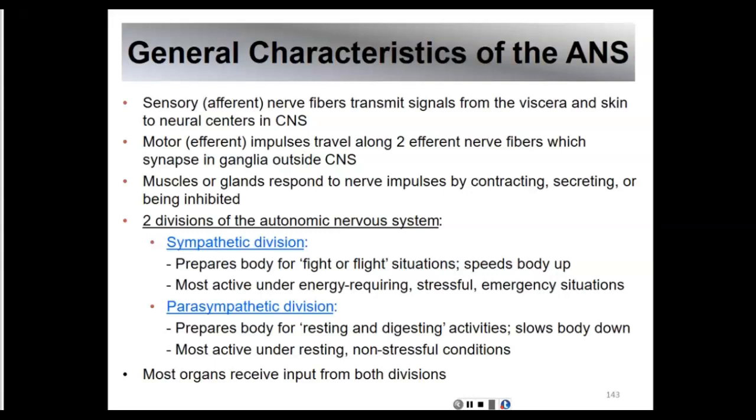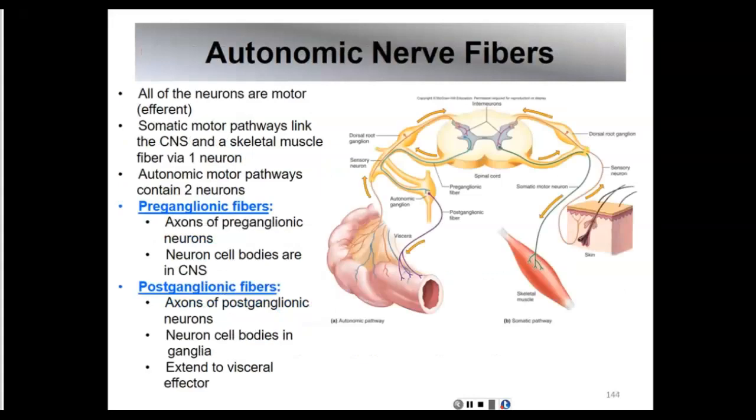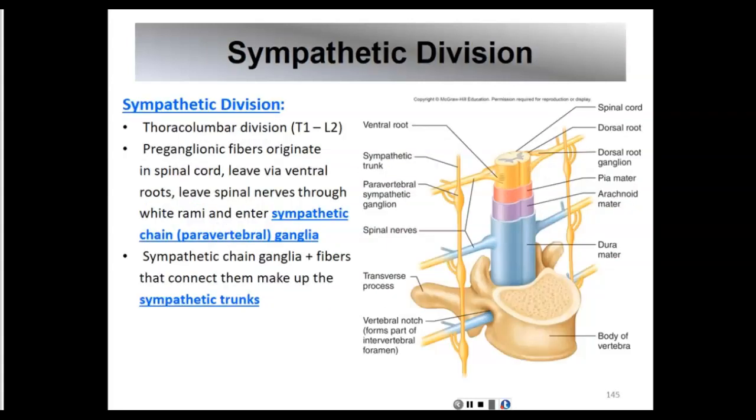Parasympathetic is the opposite. It's rest and digest. It's slowing the body down for non-stressful conditions. Most of our organs will receive nerve input from both divisions. You do not need to know this slide. This is just talking about two motor pathways in the autonomic nervous system. Let's just move on from this one.